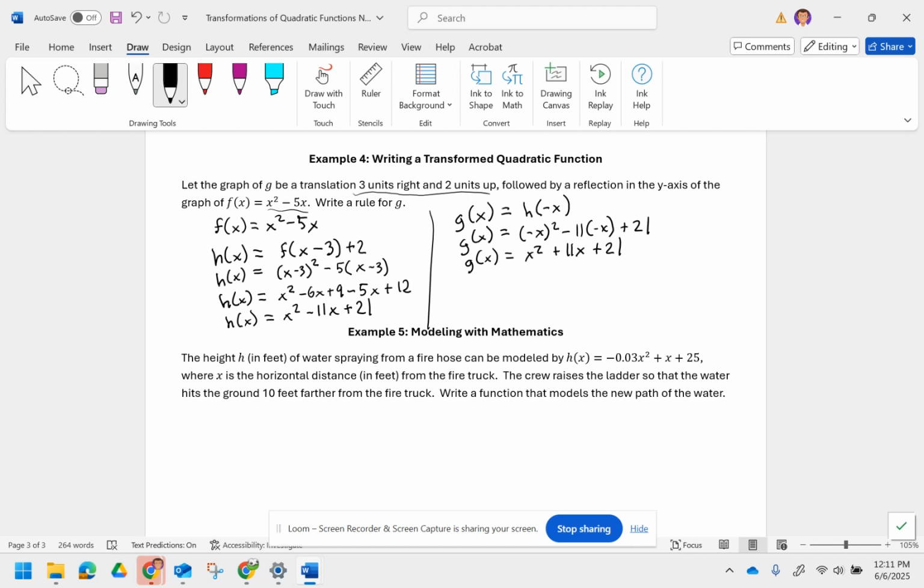And there you have it. There's our rule for g of x that is going to complete all of the transformations described.